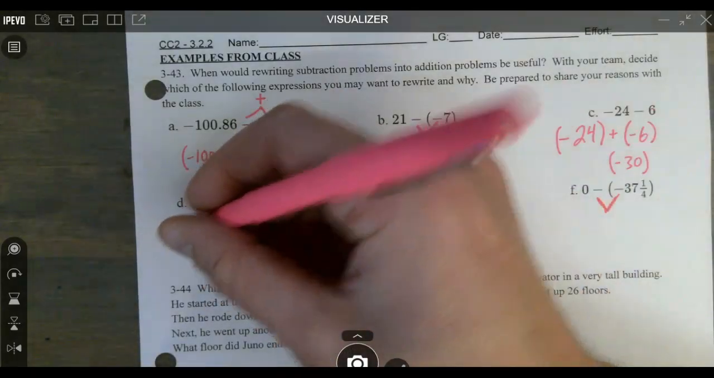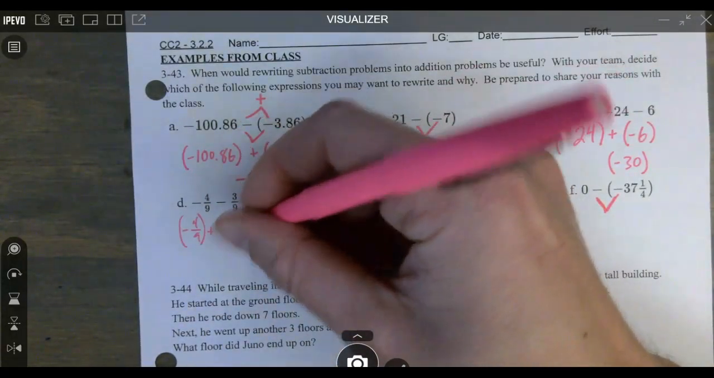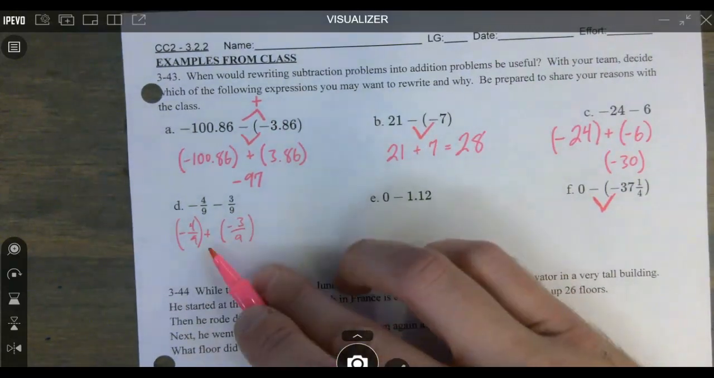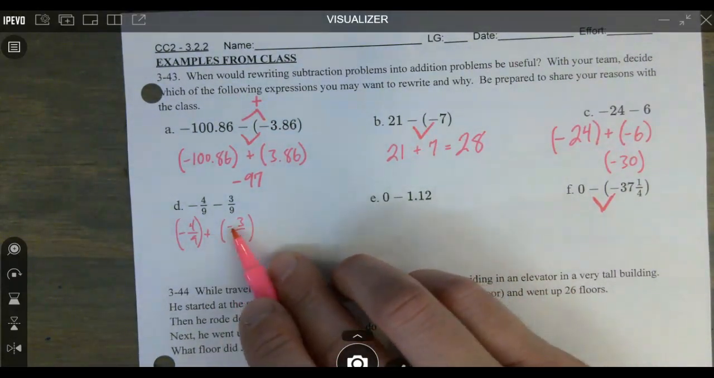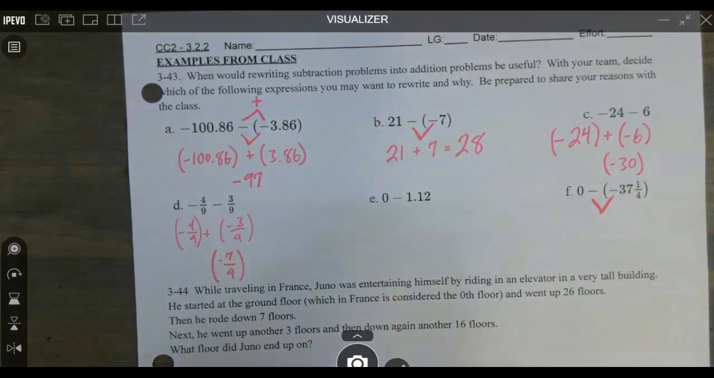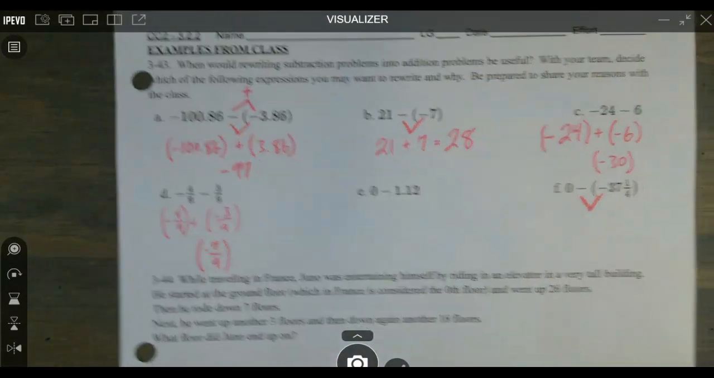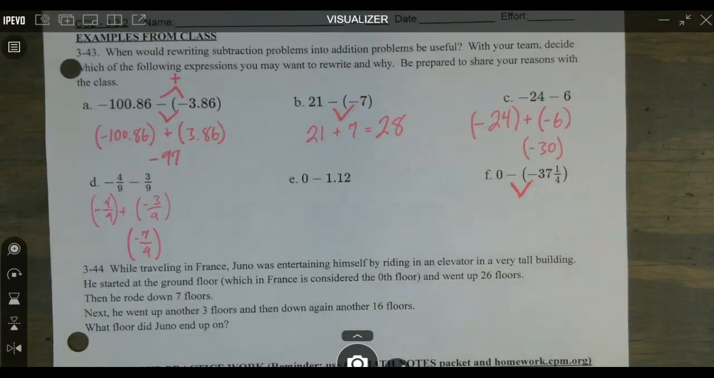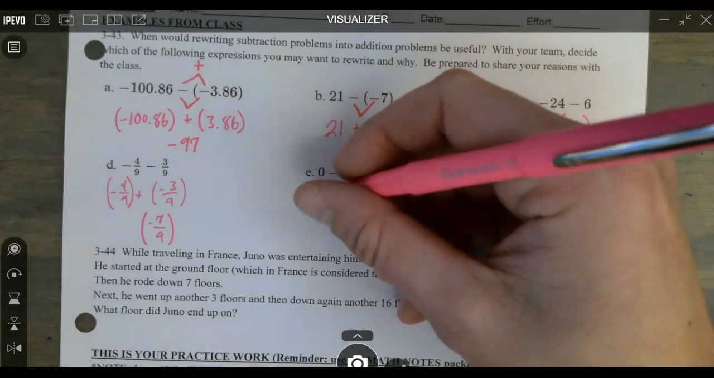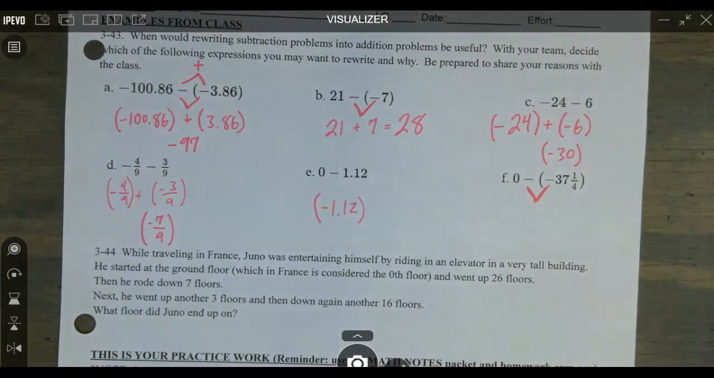Lindy, you got D for us? What'd you get? I got negative 7/9. Yeah, because if we do the same thing Alex just talked us through, we can put our negatives in parentheses. We can make it addition of the negative. And now we get negative 7/9. Yes. Gabe, what'd you get for E? Okay, so it was confusing to me at first, but negative 1.12. Yeah, because if you start at 0 and go down 1.12, you just end at negative 1.12.